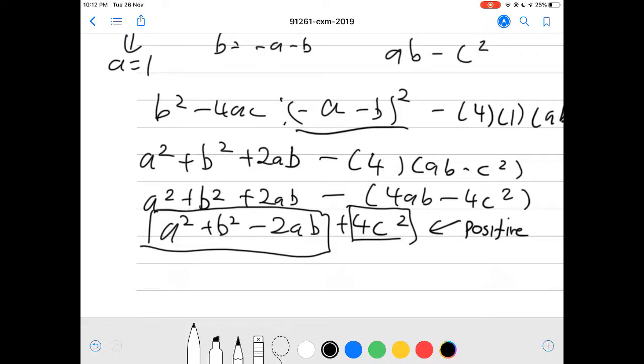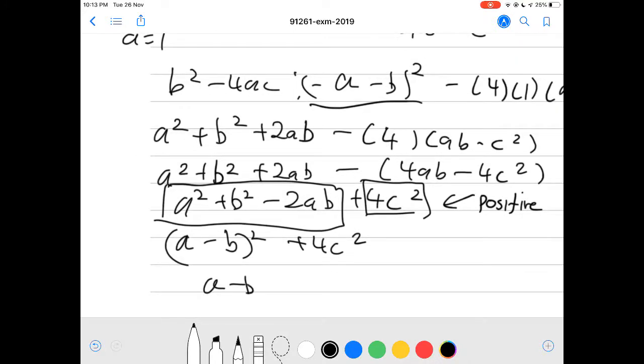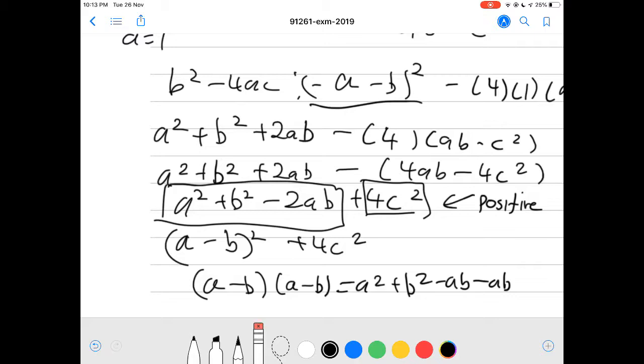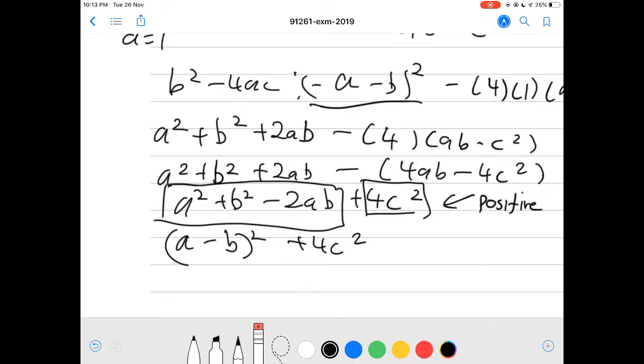It's really hard to explain, but if you look at a minus b squared, that's a minus b times a minus b. That equals a squared, negative b times negative b is positive b squared, a times negative b is minus ab, and then minus ab again. That's exactly the same as a squared plus b squared minus 2ab, and that is equal to your discriminant part. So now you can easily prove it.